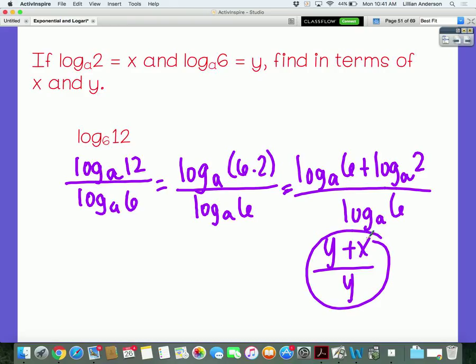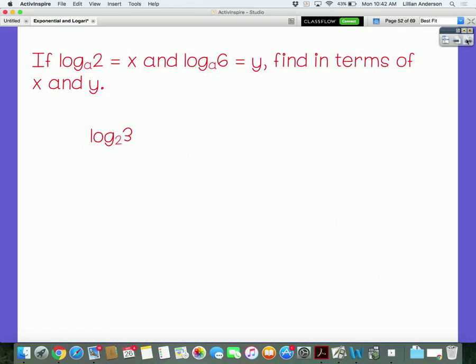This is the answer for this one. Okay? You can rewrite this. You have to use a change of base here because we do not have a base of A. So we use change of base so that we can have a base of A. And then 12 can be written as 6 times 2. The multiplication allows me to expand it by putting a plus, and then I'm able to substitute in my terms. Pause the video, give this one a whirl.